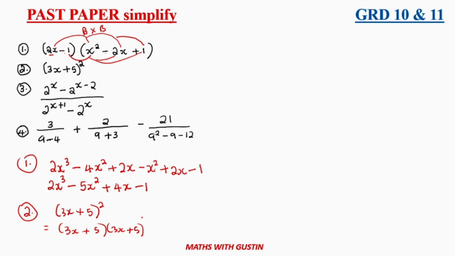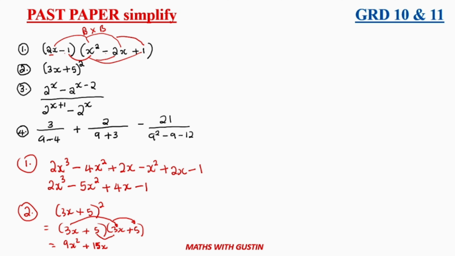So what do you do now? We do the same thing that we did in number 1. We remove the bracket by multiplying with everything that is on the other bracket. So 3x times 3x will give us 9x squared, and therefore 3x times 5 is going to give us plus 15x. Therefore now we're done with that one.